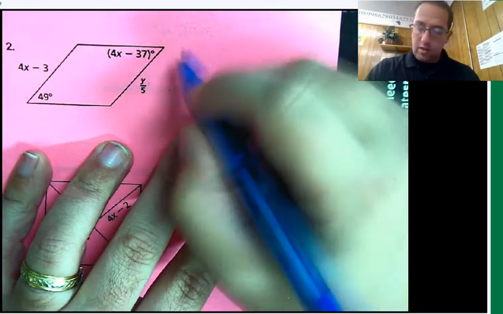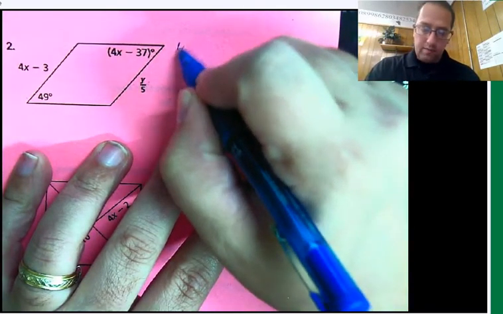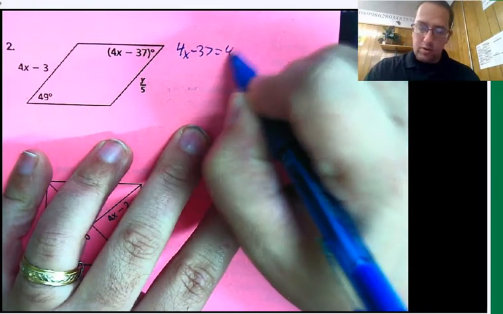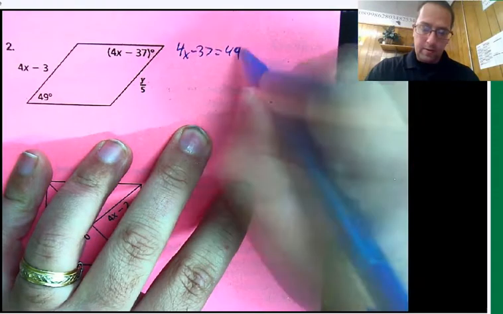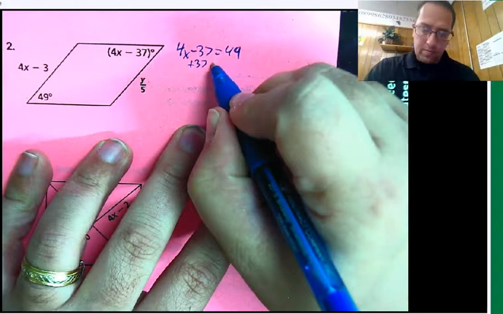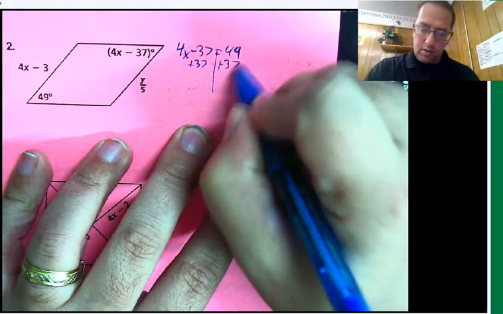Let's see here. We have 4x minus 37 equals 49. So add 37 to both sides. Plus 37.